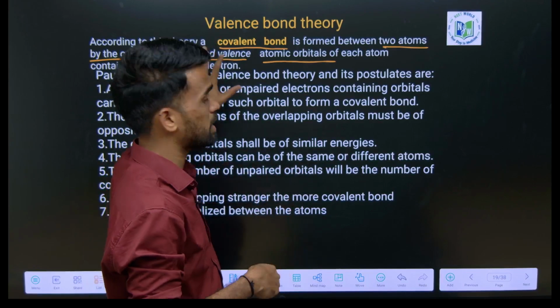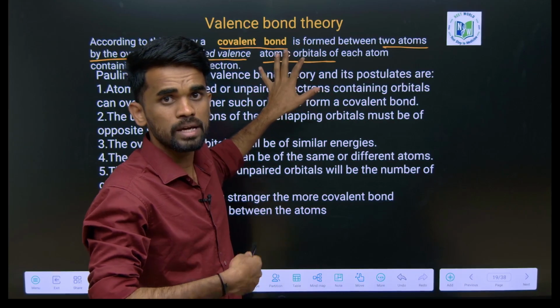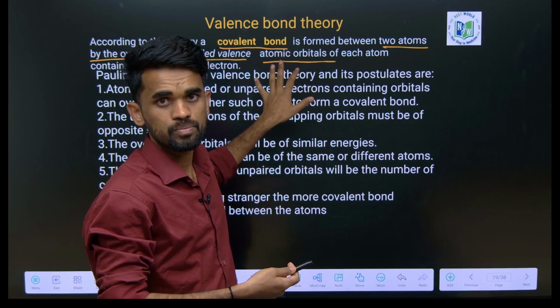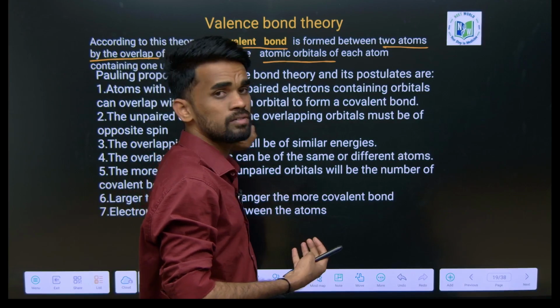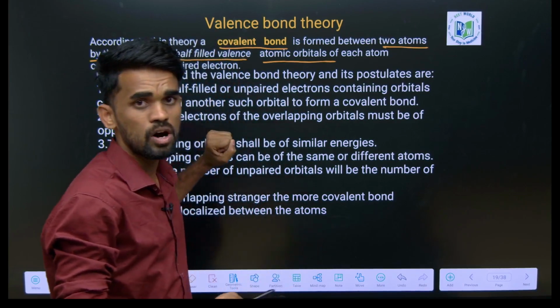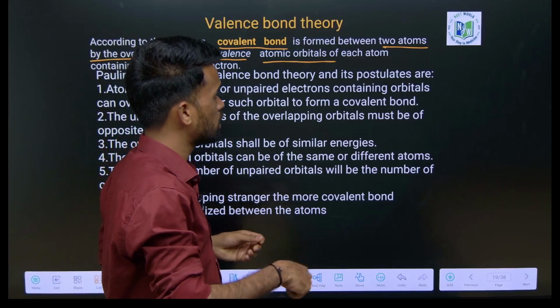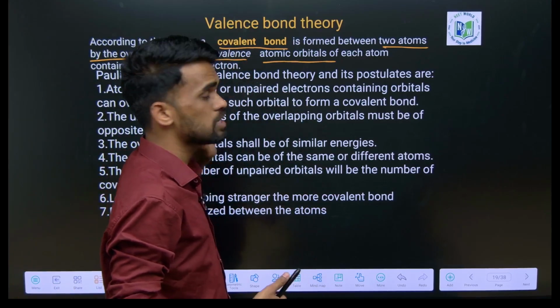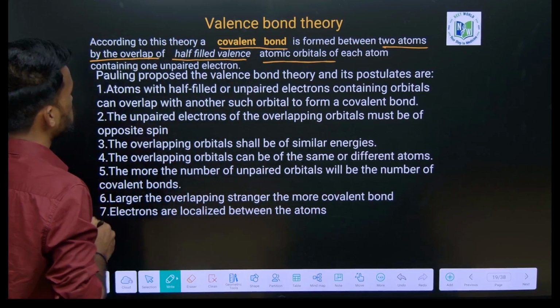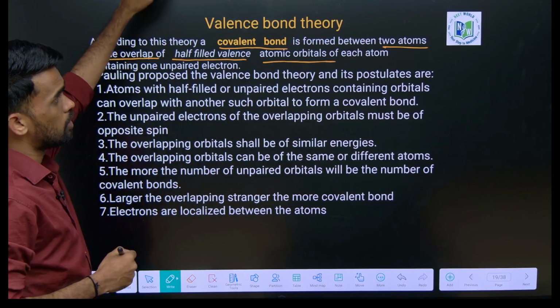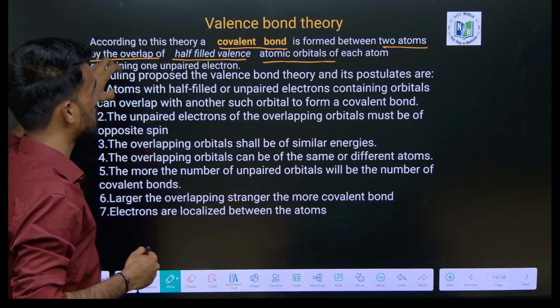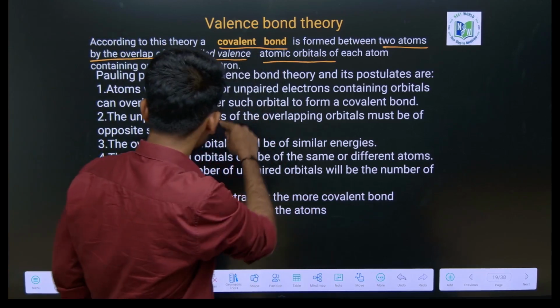So this concept includes the overlapping of atomic orbitals. Okay, so partial interpenetration of atomic orbitals results in a bond which we consider as a covalent bond. These are the postulates given by Linus Pauling. You can read this.